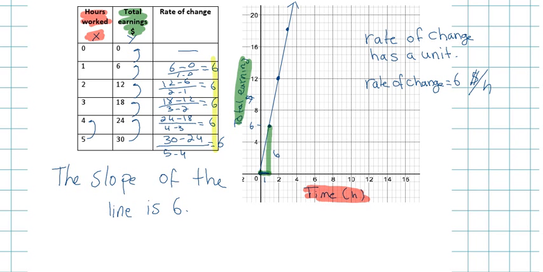Does that make sense? Are we okay with this? So it's still the same thing as the slope. It's y2 minus y1 over x2 minus x1. It's still the same thing as rise over run. The only difference is that it has a unit.